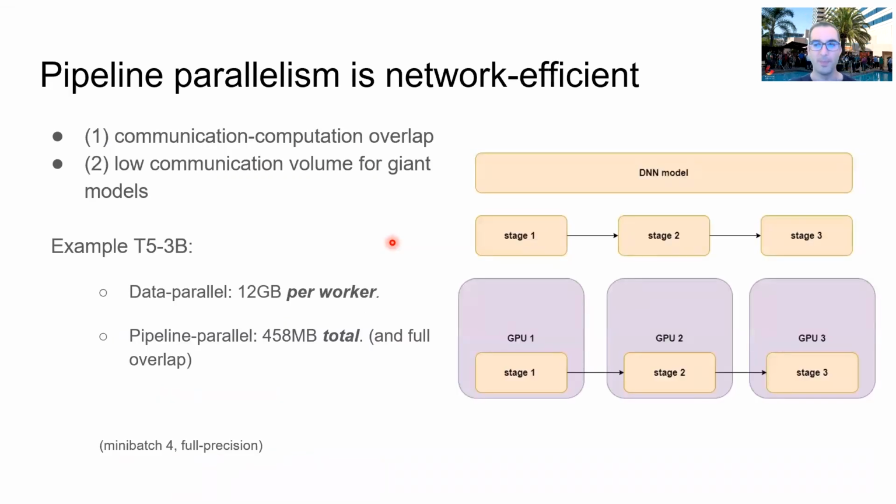Pipeline parallelism, however, is network efficient. First, it can completely overlap the communication and computation. And second, it has low communication volume even for giant models. For example, in T5 with 3 billion parameters, a data parallel worker will have to communicate 12 gigabytes of memory, while all pipeline workers combined would have to communicate 486 megabytes in total, and the communication would fully overlap with computation.